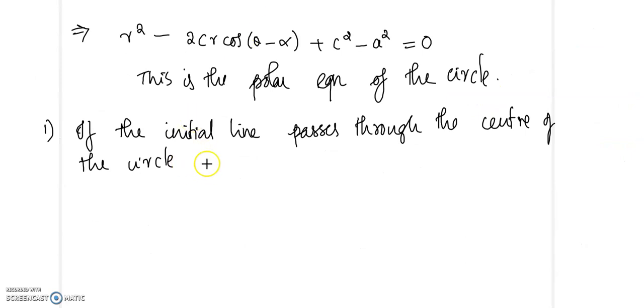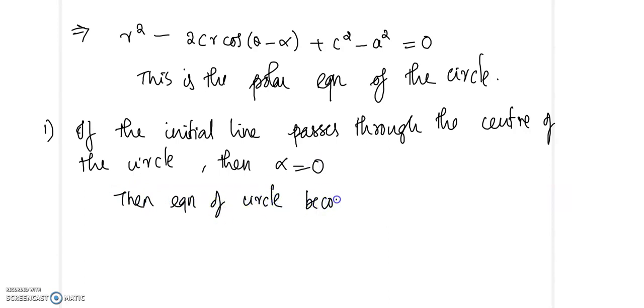So in this case, the initial line passes through the center of the circle, then alpha is equal to 0, then the equation of the circle becomes, substituting alpha equal to 0 here, r square minus 2cr cos theta plus c square minus a square equal to 0. So that becomes the equation of the circle.